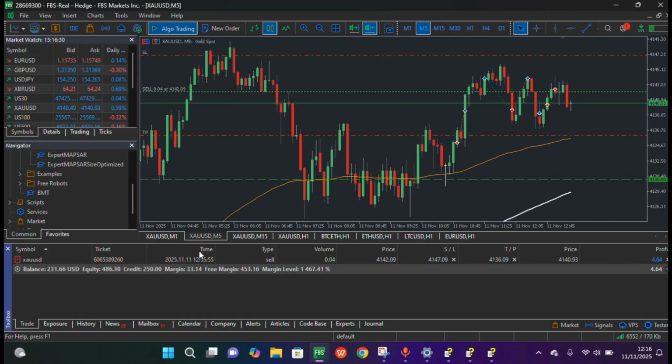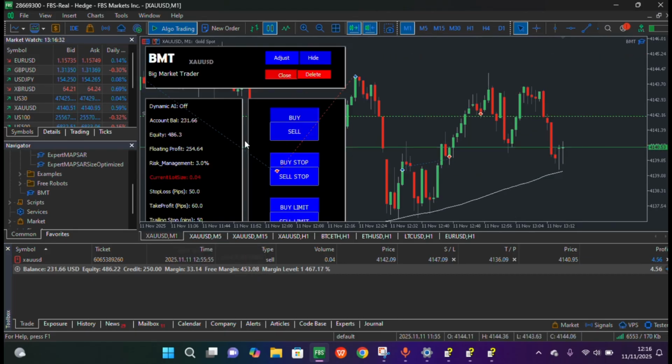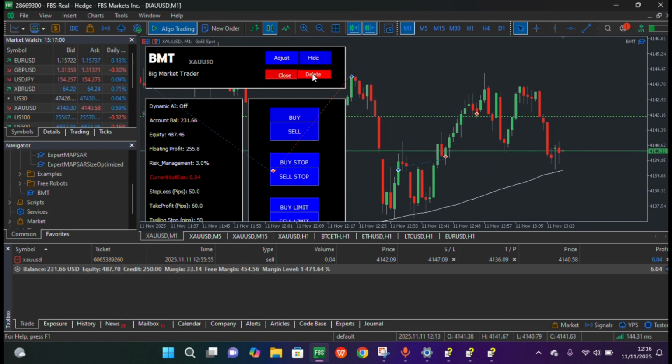Another thing we use here is the BMT. The BMT is actually a spectacular tool. What it does is help you instantly buy or sell. If you're going to buy, just with a click, you're going to buy and you're going to sell, and you're also going to manage your risk. Looking at the stop loss here, we have 50 pips and 60 pips. All you have to do is set it. And then you are seeing gold here, and you can actually close a trade here instantly and delete.